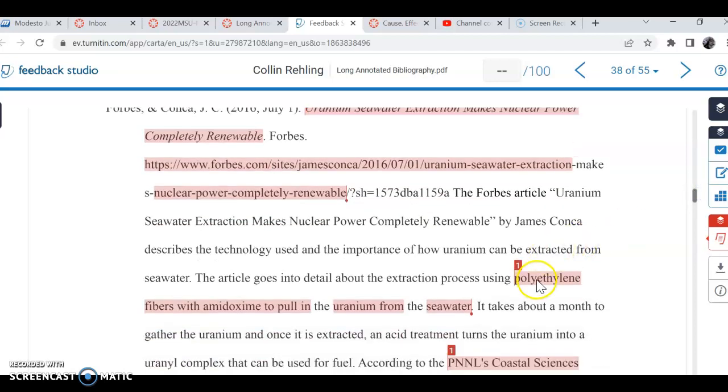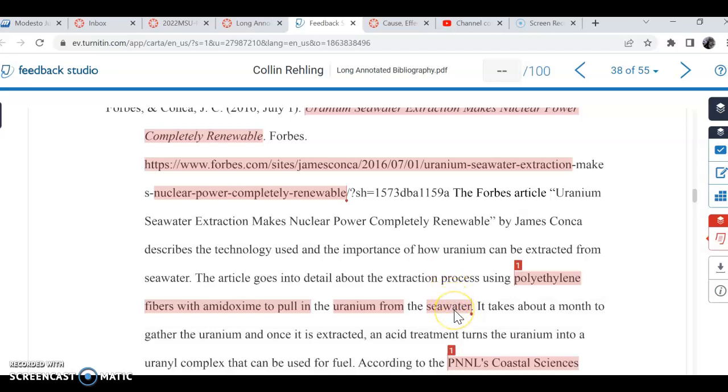So you see here 1, 2, 3, 4, 5, 6, 7, 8, 9, 10, 11, 12 words in a row, the same as the original. Even though it's a little scattered, that's how I read it, 12 words in a row. The strictest definition of plagiarism is 3 words in a row, the same as your original.